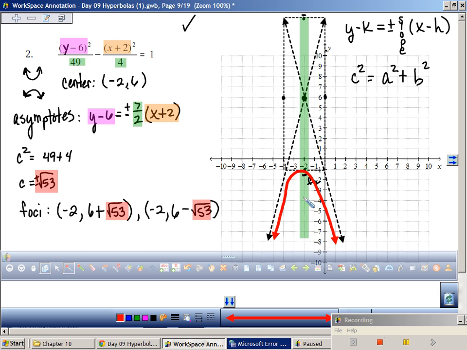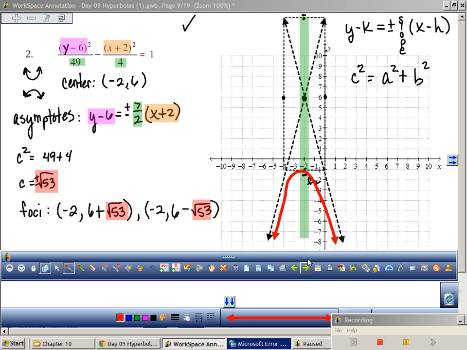How do you find the location of your foci on an ellipse? Start at your center and go positive and negative, right? It's the exact same thing. We need to practice more. Yes? Okay. Let's do more.